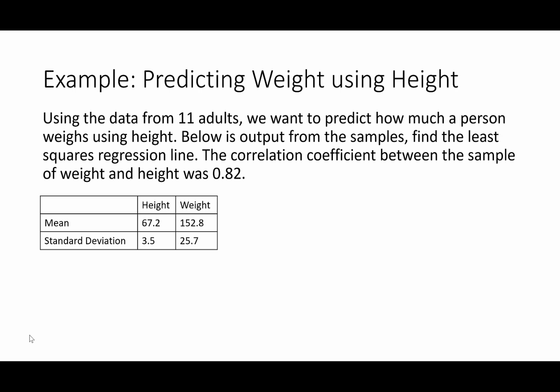Here's an example trying to predict a person's weight using height. The sample we gathered was only 11 adults, but we want to use that sample to predict weight using height. So since we're predicting weight, that's going to be our y variable. X will be height. We're trying to use height to explain weight. Use x to explain y.